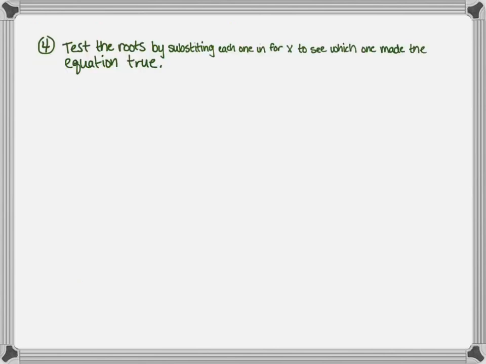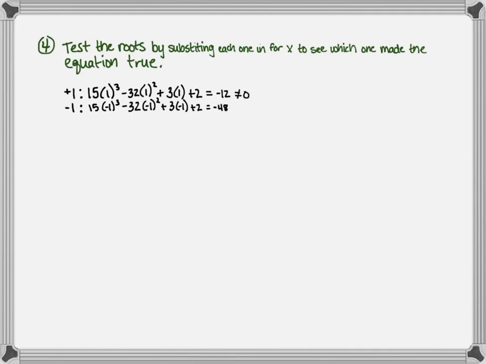Okay, so let's test the roots by substituting each one in for x to see which one makes the equation true. If we put positive 1 in, what's 15 times 1 cubed minus 32 times 1 squared plus 3 times 1 plus 2? Well, that equals negative 12, which does not equal 0. So positive 1 is not a root. Let's try negative 1. 15 times negative 1 cubed minus 32 times negative 1 squared plus 3 times negative 1 plus 2, and that equals negative 48, which is also not equal to 0. So negative 1 is not a root.